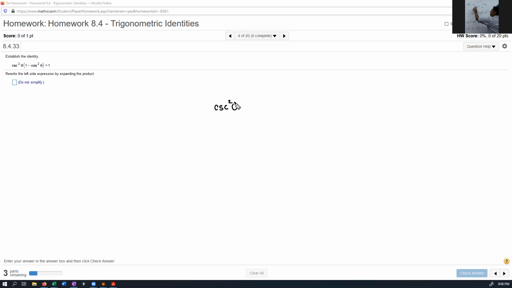Cosecant squared theta times 1 minus cosine squared theta equals 1. I guess you could distribute that cosecant squared through, but I'm going to use the Pythagorean identity. I know that 1 minus cosine squared is just sine squared. And then I'm going to use the fact that cosecant squared theta is really 1 over sine squared theta, because cosecant is 1 over sine, and then you're squaring it, right? So that just cancels out, you get 1, and that's the right-hand side.